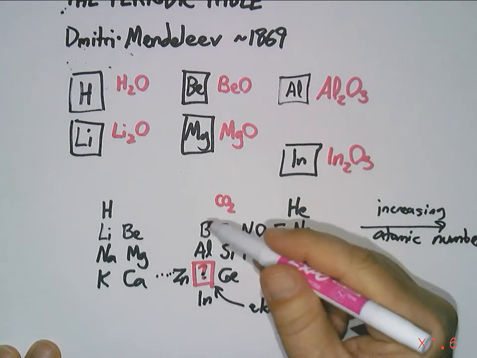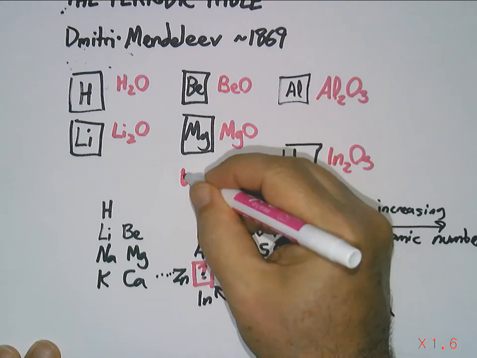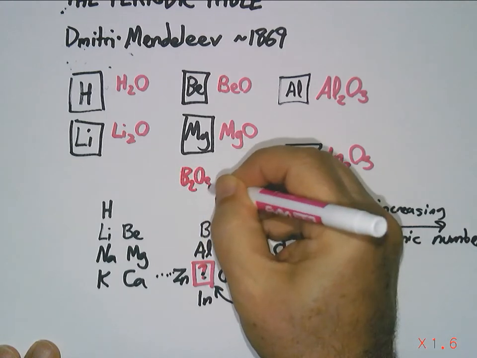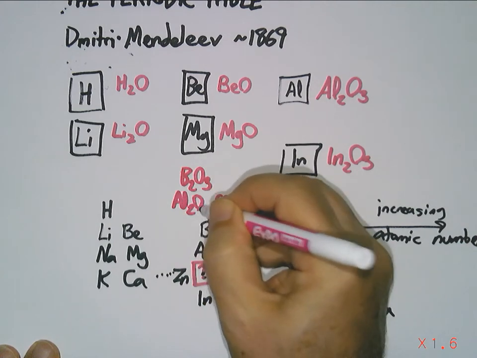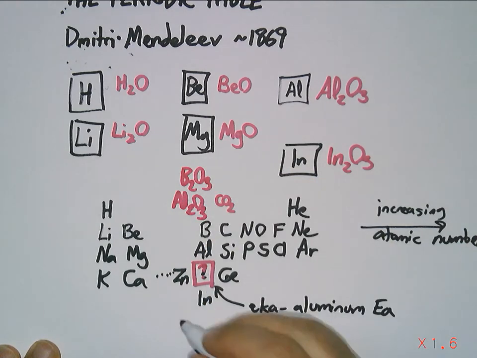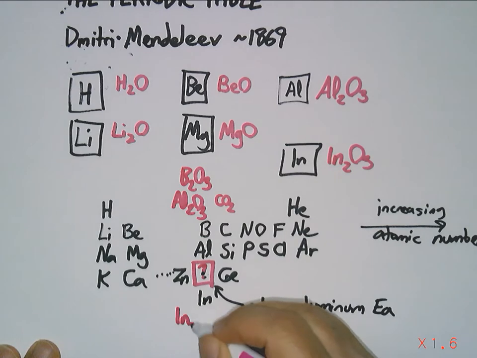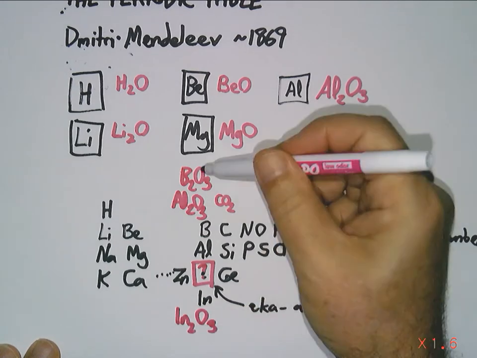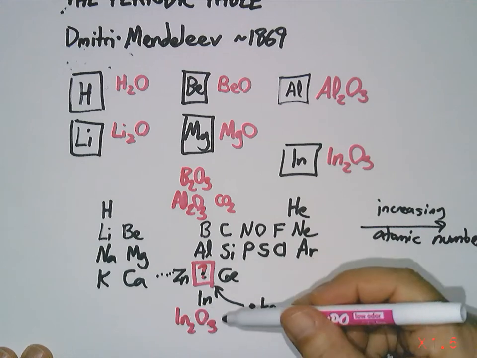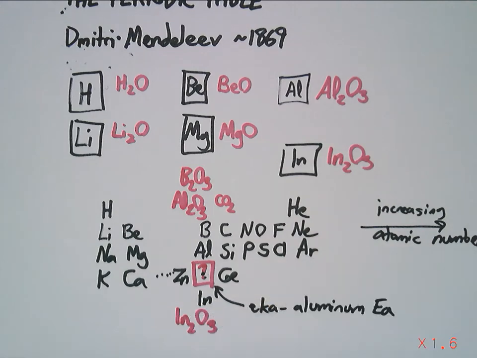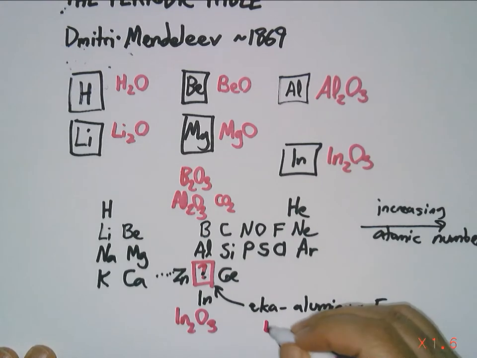Now, boron forms an oxide that looks like this. Aluminum forms an oxide that looks like this. Indium forms an oxide that looks like this. So you can see everything that he put in this column forms an oxide that has 2 atoms of the element and 3 oxygens combined with it. So this should be the same thing.